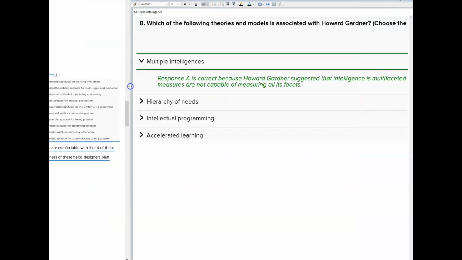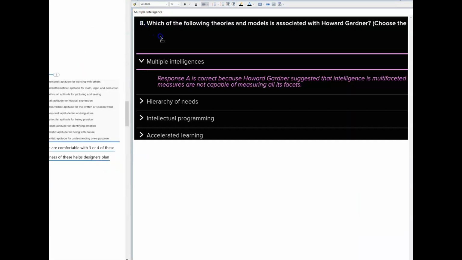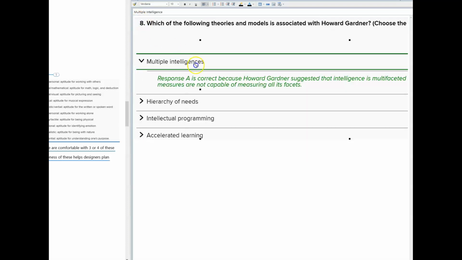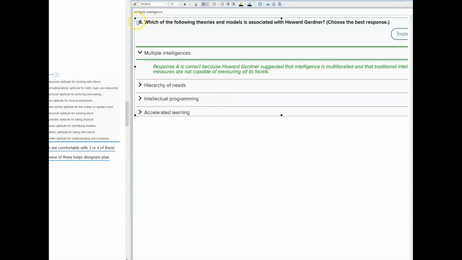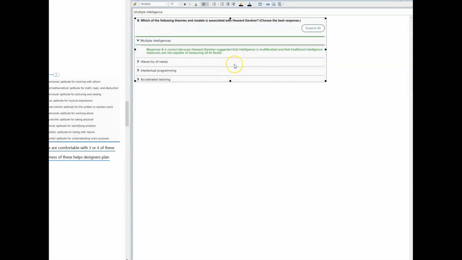Multiple intelligences. Question: which of the theories and models is associated with Howard Gardner? The answer is multiple intelligences. It's correct because Howard Gardner suggested that intelligence is multifaceted and that traditional intelligence measures are not capable of measuring all of the facets. There are different ways that people learn: interpersonal, logical, mathematical, spatial, visual, musical, linguistic, intrapersonal, bodily, kinesthetic, emotional, naturalistic, and existential. That's an aptitude for understanding one's purpose. People are usually comfortable with 3 or 4 of these, and awareness of these helps designers plan.